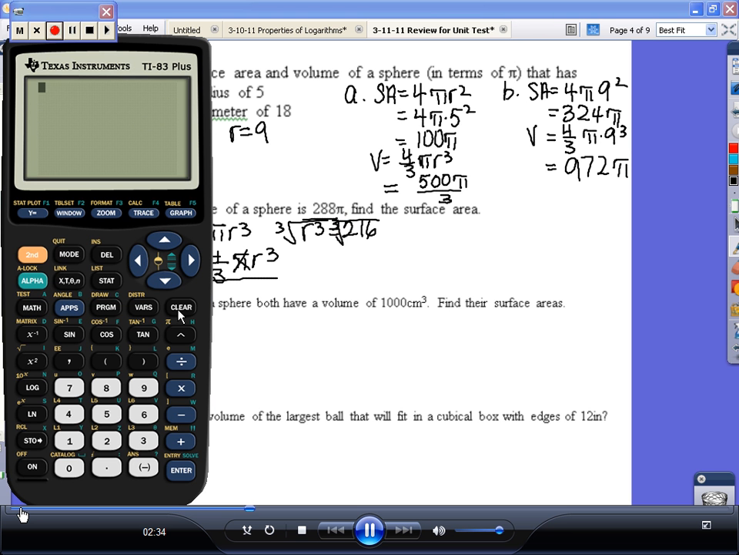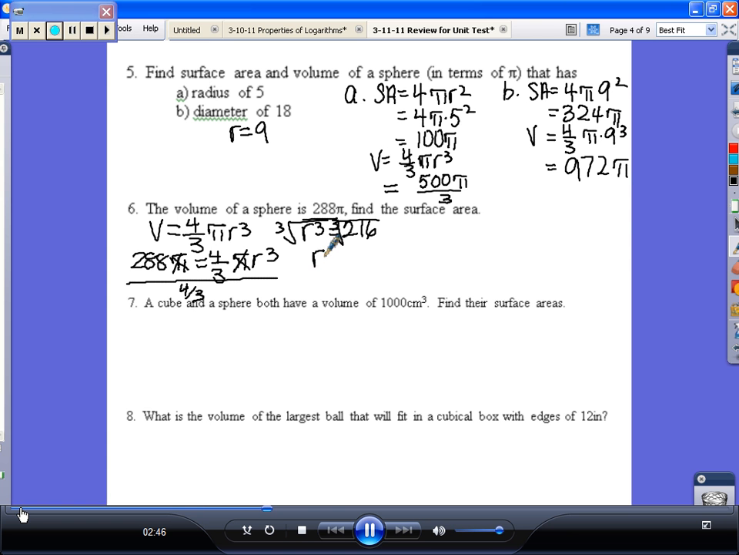Now to do that, you have a function under your math key. It'll say 3 square root symbol. And then you put in 216. That's called the cube root. So if you take the cube root, you're going to get your radius as 6. So now with your radius as 6, you're going to find the surface area. So surface area equals 4 pi r squared. So that's 4 pi 6 squared, and 4 times 6 squared is 144 pi.